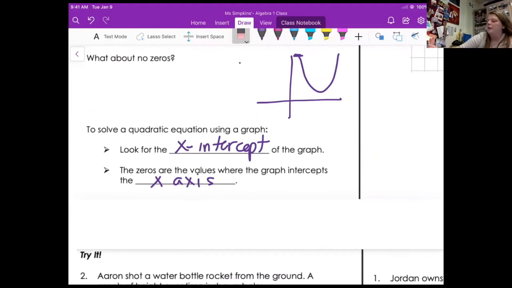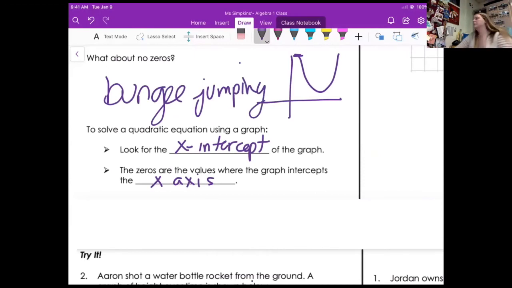Oh, I meant to write bungee jumping here too. I just didn't know what it was called. You're actually the first person out of all six of my classes to come up with that, and I know that's what Graham was going to say. Good job. Pat yourself on the back.